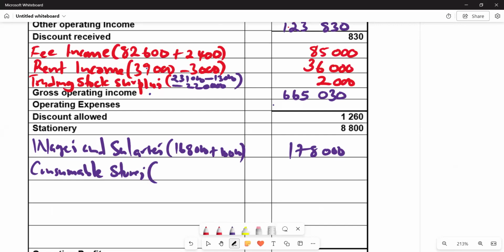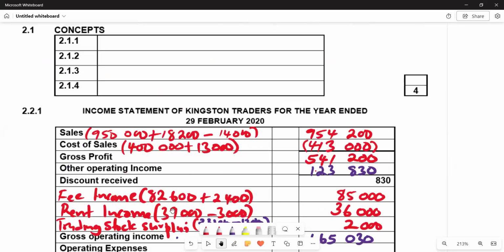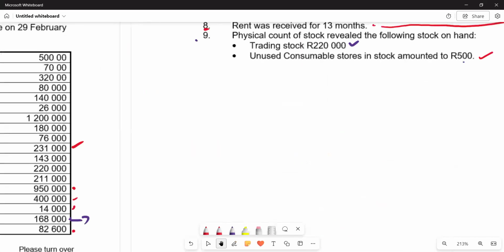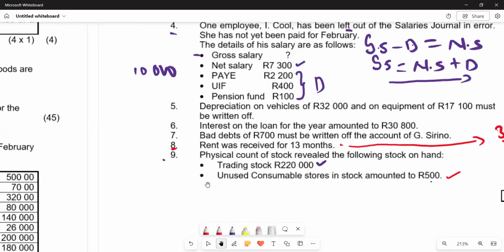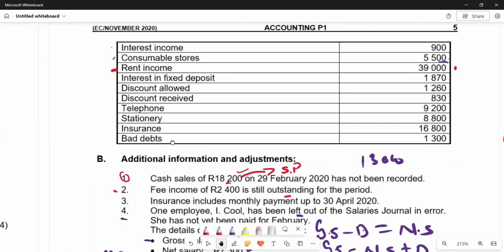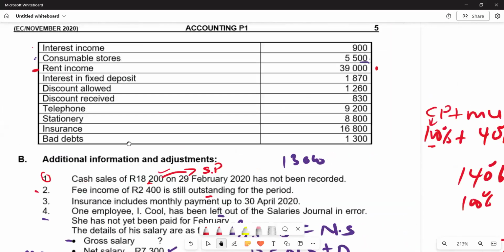Which is the same 5,500 minus 500. Obviously, you are going to be left with 5,000. So this is the answer that we have. Then we go to the next. So after consumable stores, we have got our rent income, which is an income, so we skip it.